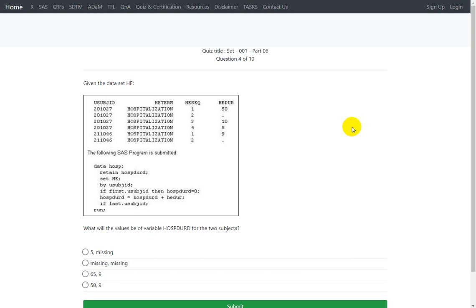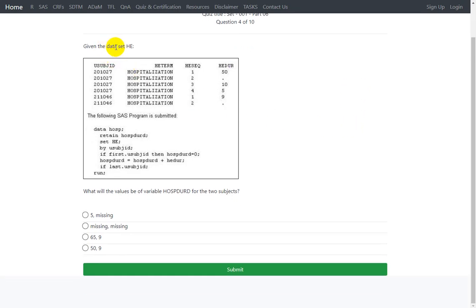We have our next question which says, given the dataset HE, and we have this dataset which has variables USUBJID, HETERM, HESEQ and HEDUR, and it says the following SAS program is submitted and we have been given a data step, and the question is what will be the values for the variable HOSPDURD for the two subjects.